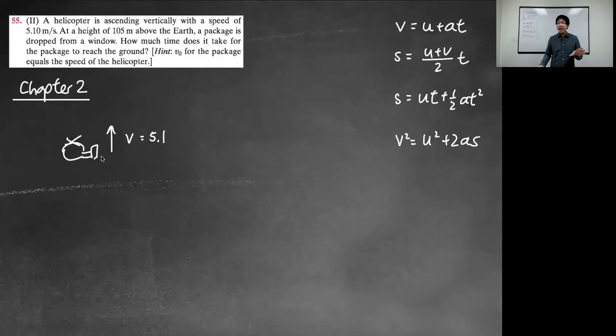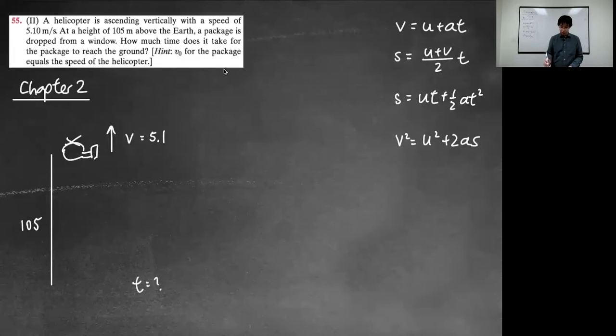Also, is this the final velocity or the initial velocity? I'm not quite sure yet, so be careful. I might need to change that. This is the general strategy of doing these problems. Things might change along the way. Then, at a height of 105 meters above the Earth, a package is dropped from the window. How much time does it take for the package to reach the ground? So this is moving upwards, and at a height of 105, let's label all the information first, the package is dropped, and we want to find the time.